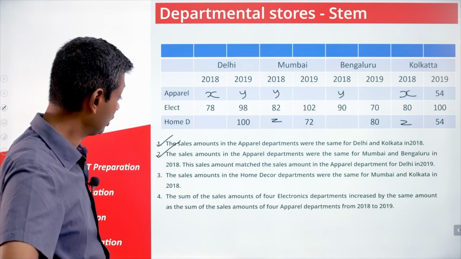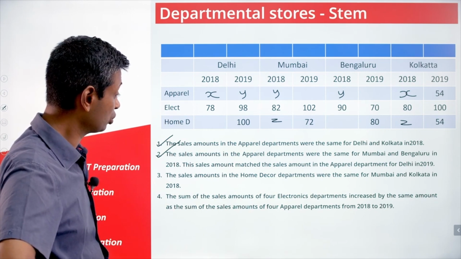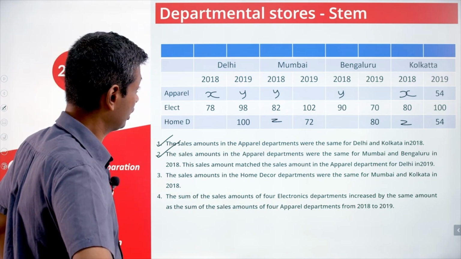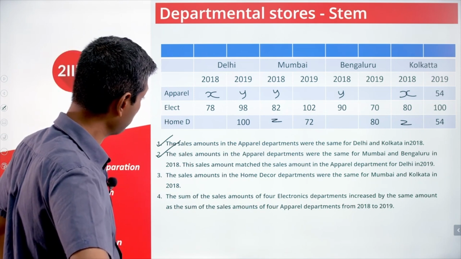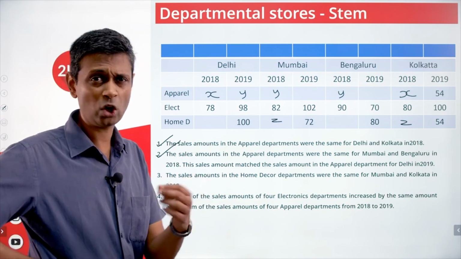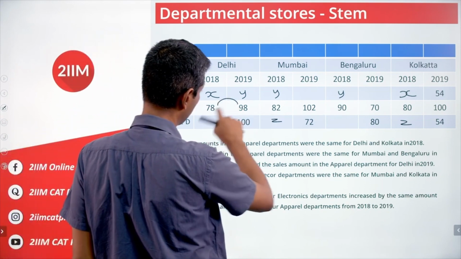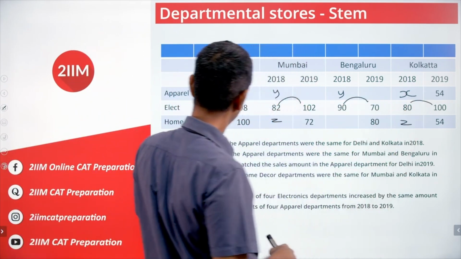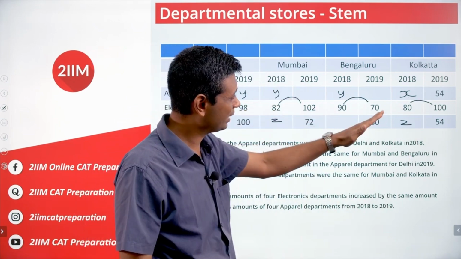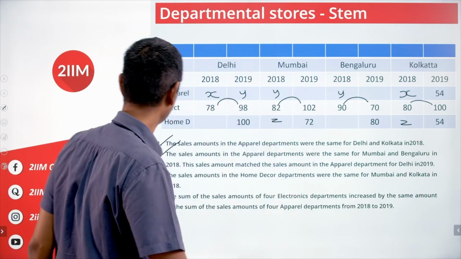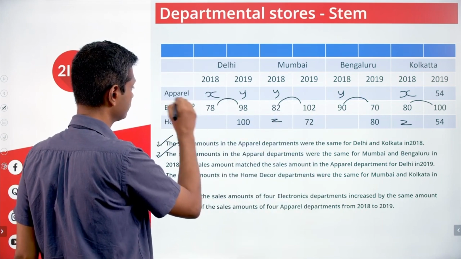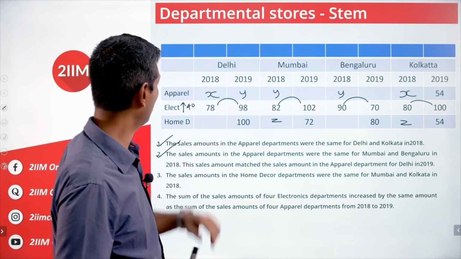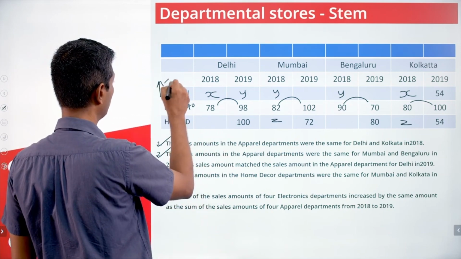The sum of the sales amounts of the 4 electronic departments increased by the same amount as the sum of the sales of the 4 apparel departments from 2018 to 19. Electronic department, we have all the data. And this is plus 20, plus 20, minus 20, plus 20. 20 plus 20, 40, minus 20, 20, plus 20, 40. So electronics is up 40 crores. So apparel department from 2018 to 19 should have also been up by 40 crores.